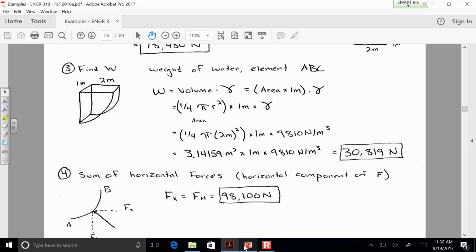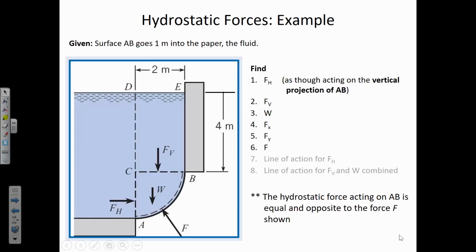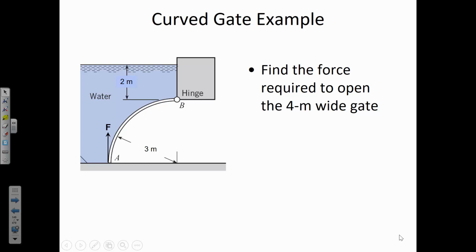All right. So here's another curved gate. This one's curving into the water. So I guess convex instead of concave. So in this question it asks how much force is required to open the gate. So we've got a lot of different ideas here. First of all, we're going to have in the end a moment analysis problem where we've got F acting up at a 3 meter moment distance with B being the point of rotation.